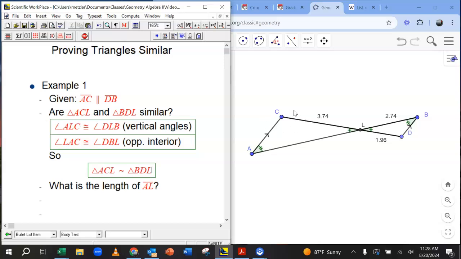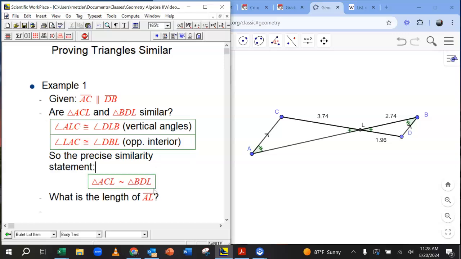And then if we wanted to, we could also observe that it has to be true that the angle at C, in other words, ACL, has got to match the angle at D over here, BDL. But we didn't need to do that because we get that for free from 2 angles. We get the third one. So that's the precise similarity statement. And you do want to make sure you're making that correct, because otherwise you're just saying something that's incorrect and you're going to have wrong conclusions.